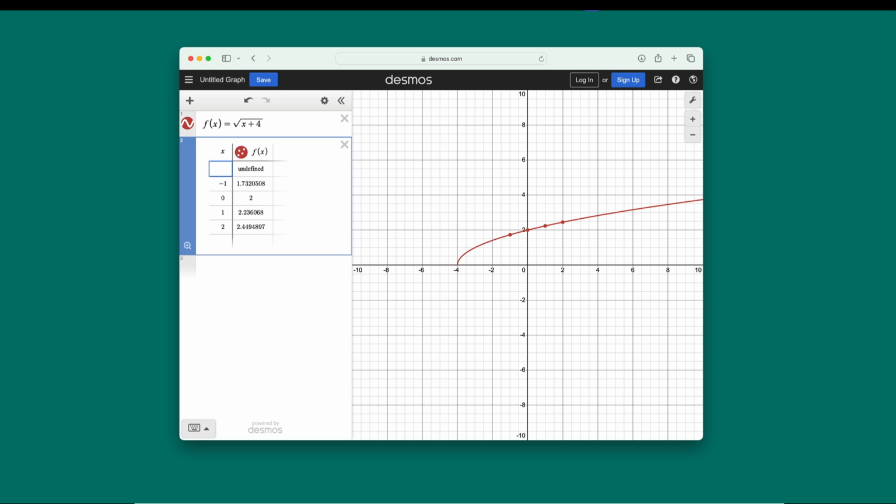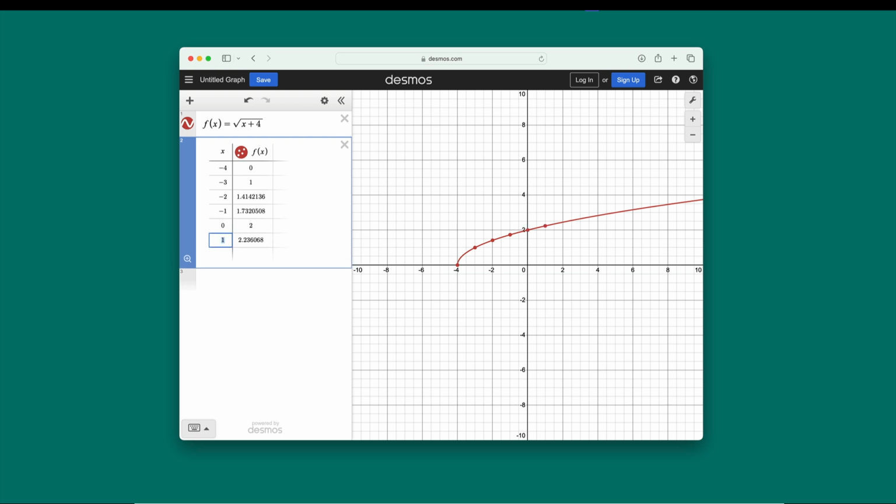Okay, so we see that our first value in our domain as we go from left to right would be negative 4. Okay, and then we already tried negative 3. We could try negative, say, 2, for instance, negative 1, and so forth.